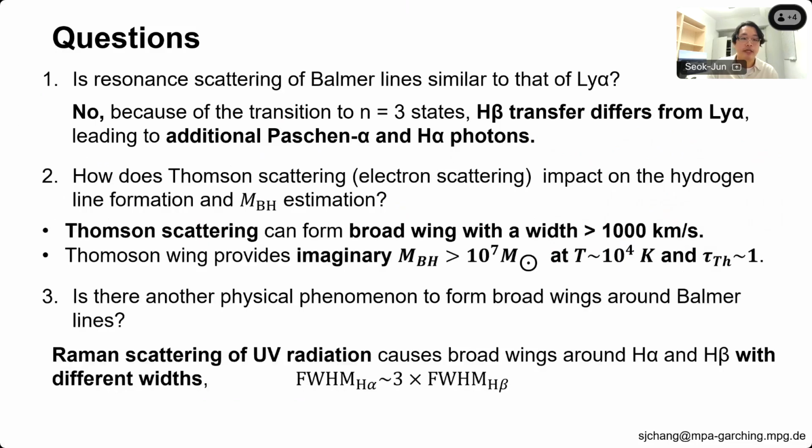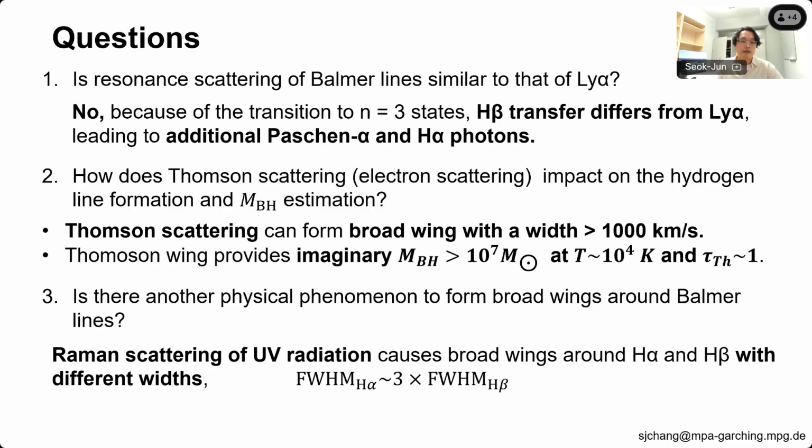So I'll go back to the questions. About the first question, is Raman scattering of the Balmer line similar to Lyman alpha? Nope. Because of the transition to the n equals 3 state, H beta transfer differs from Lyman alpha. So it makes an additional partition in the H alpha photon. How does Thomson scattering impact hydrogen line formation? Thomson scattering can easily make a broad wing over 1,000 km per second. Also, the Thomson wing implies an apparent black hole mass higher than 10 to the 7 solar masses at temperature 10 to the 4 and optical depth 1.